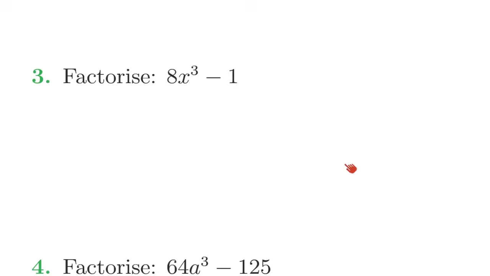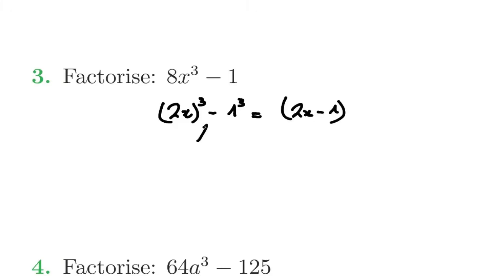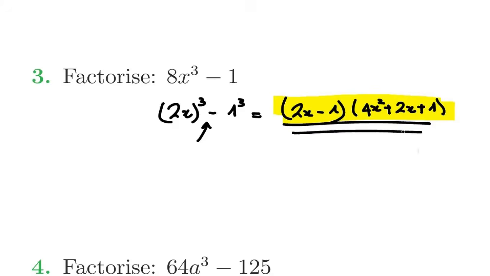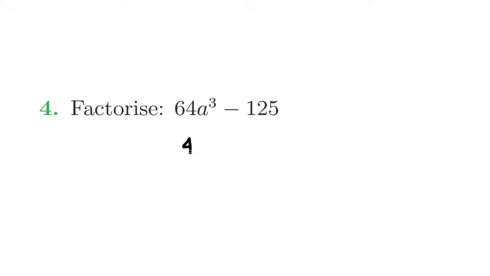Third question. We'll see this as open parenthesis 2x close parenthesis cubed minus 1 cubed. First minus second. If there's a minus here, there's a minus in the first parenthesis and plus signs in the rest. First minus second. The square of the first, 4x squared plus the product of the first and second, 2x plus the square of the second. Let's do it like this. Let's clean these up too.